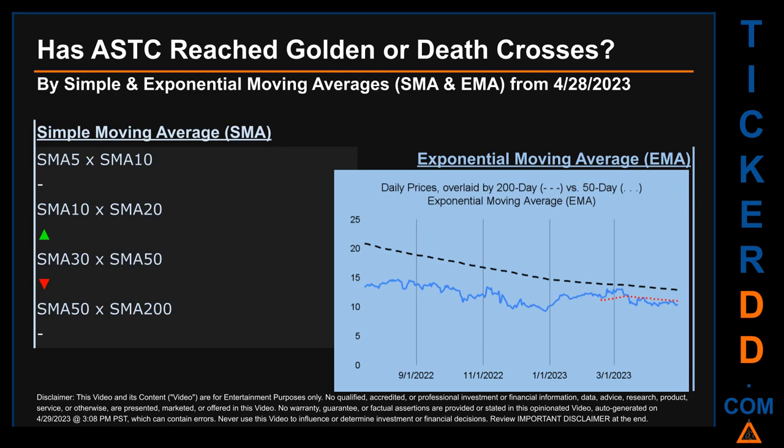Continuing with SMA, we looked across the 5 to 10, the 10 to 20, and the 30 to 50 day ranges to see if golden and death crosses had been reached. We found golden cross signal for the 10 to 20. We found death cross signal for the 30 to 50. We could not find either golden cross or death cross signal for the 5 to 10, the 50 to 200.